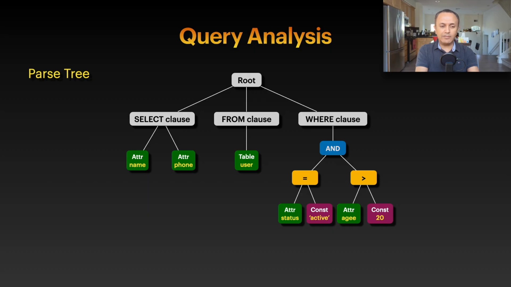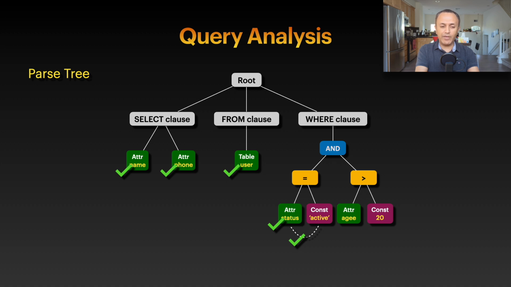So looking at the parse tree that we have, first thing it's going to look at is that table user. Yes, that table does exist, so that's good. It's going to look at the select clause. Okay, so attributes name and phone, they do exist. They are part of the table user. So again, we're good here. Now look at the where clause. There is an attribute called status in the user table, so that's good. And then it does the type check.